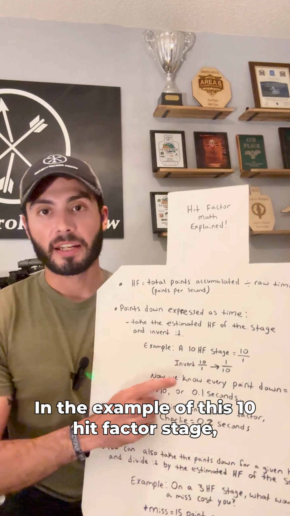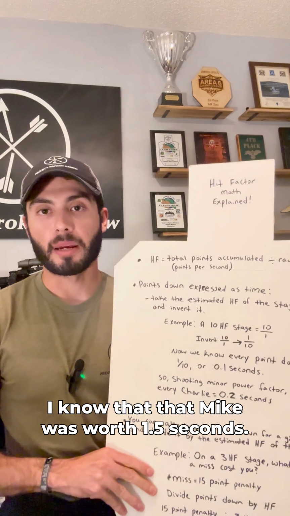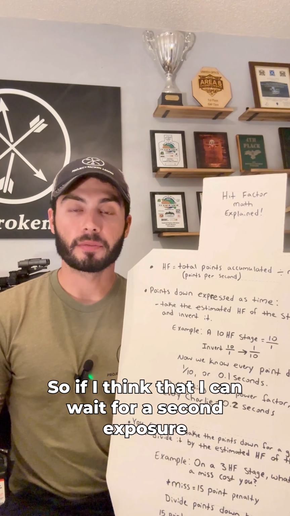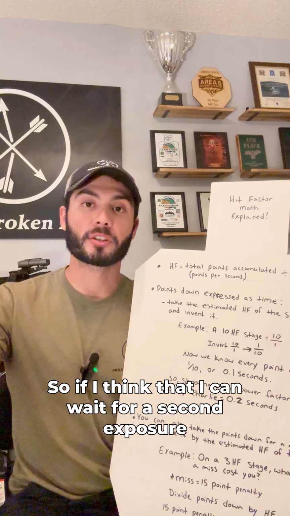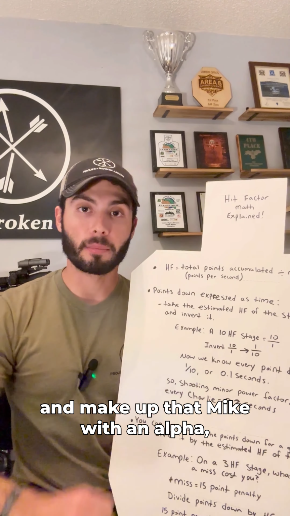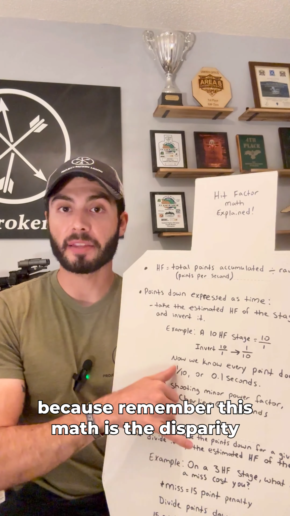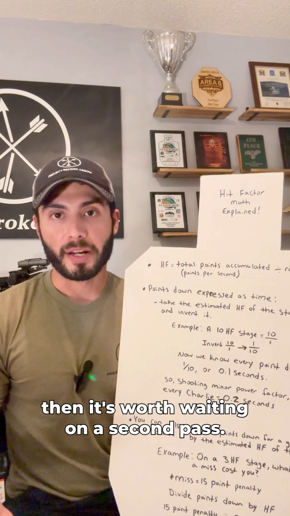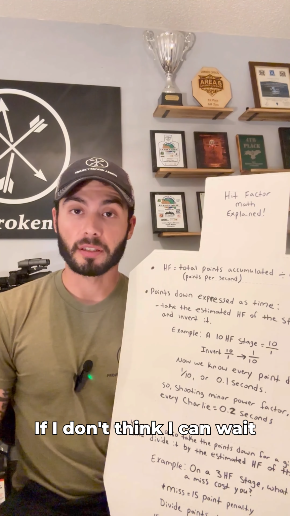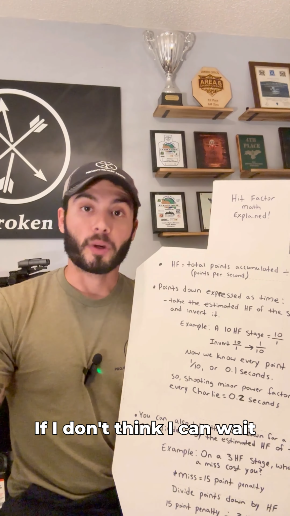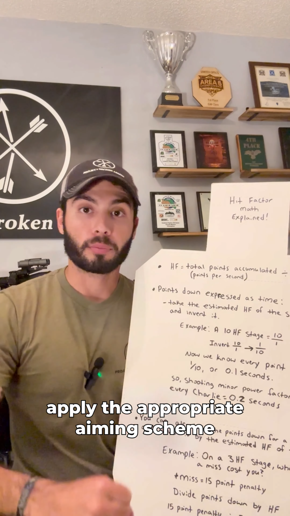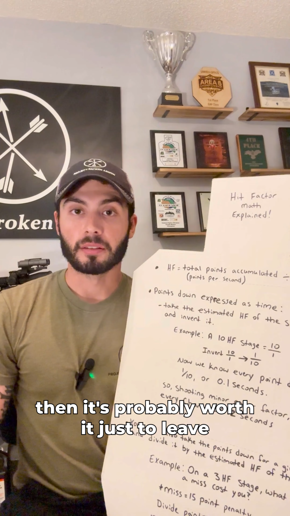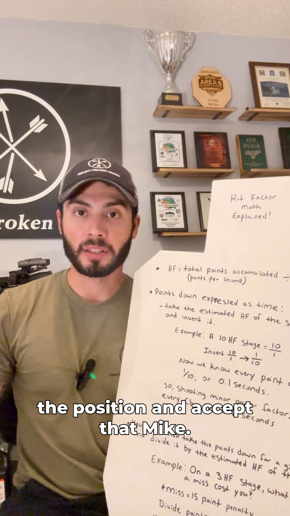In the example of this 10 hit factor stage, I know that that mic was worth 1.5 seconds. So if I think that I can wait for a second exposure and make up that mic with an alpha, because remember, this math is the disparity between a mic and an alpha, then it's worth waiting on a second pass. If I don't think I can wait on a second exposure, apply the appropriate aiming scheme, and make up that mic with an alpha, then it's probably worth it just to leave the position and accept that mic.